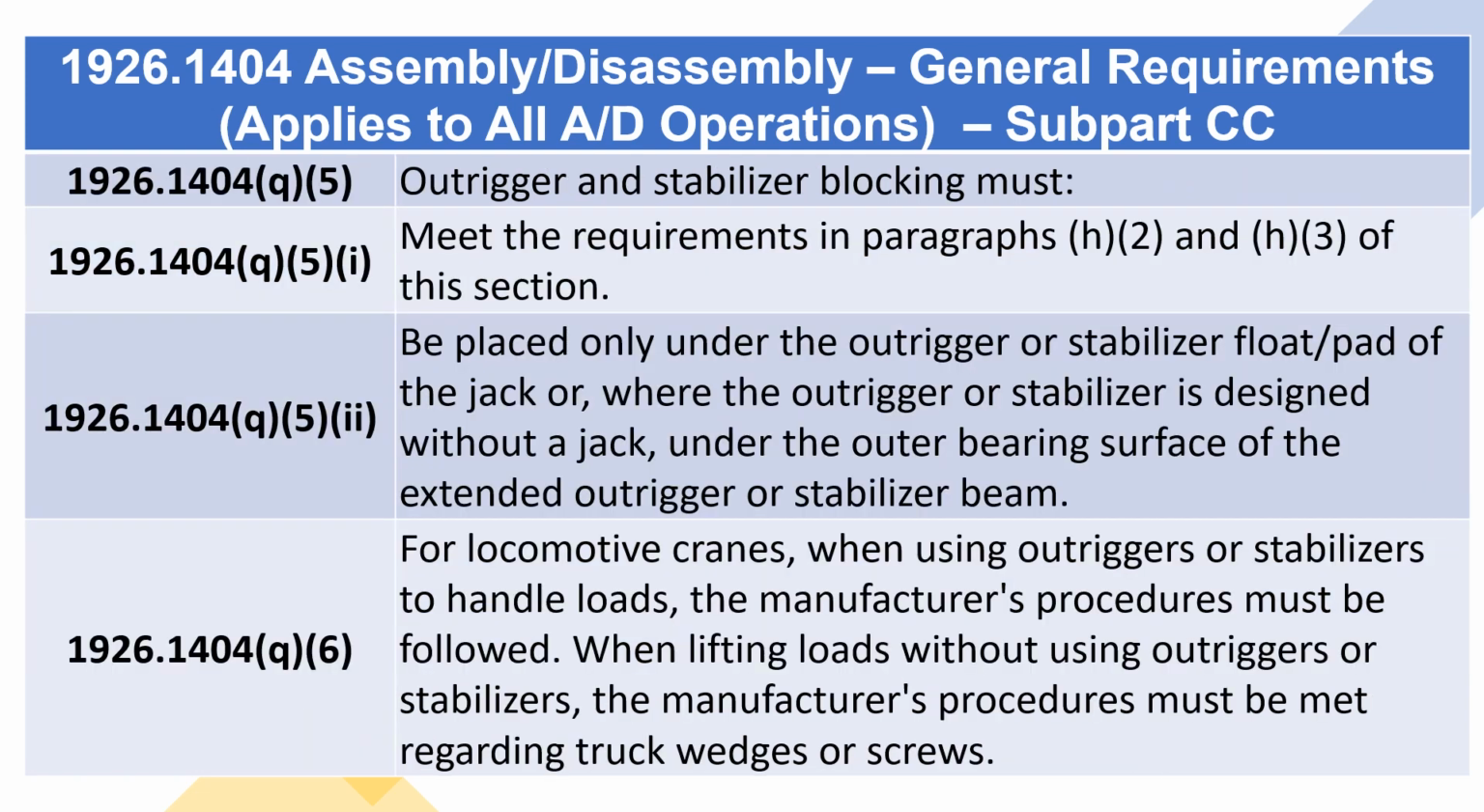1926.1404 Q5 Outrigger and stabilizer blocking must: Q5(i) and Q5(ii) meet the requirements in paragraphs H2 and H3 of this section. Be placed only under the outrigger or stabilizer float/pad of the jack or, where the outrigger or stabilizer is designed without a jack, under the outer bearing surface of the extended outrigger or stabilizer beam. 1926.1404 Q6 For locomotive cranes, when using outriggers or stabilizers to handle loads, the manufacturer's procedures must be followed. When lifting loads without using outriggers or stabilizers, the manufacturer's procedures must be met regarding truck wedges or screws.